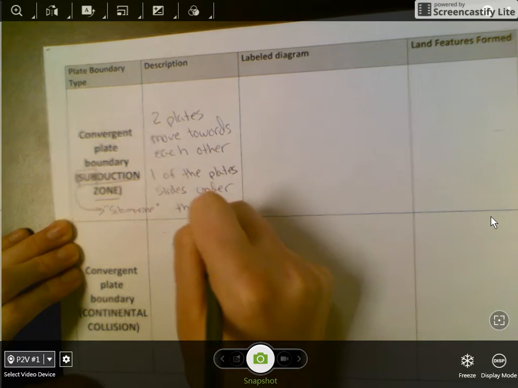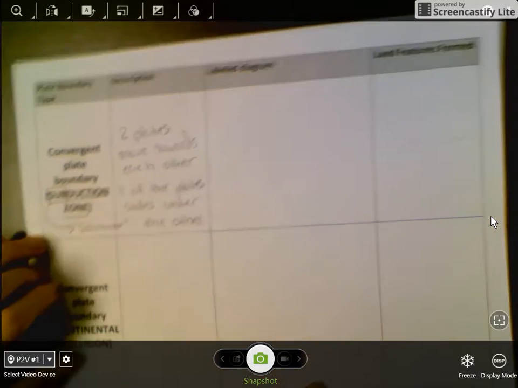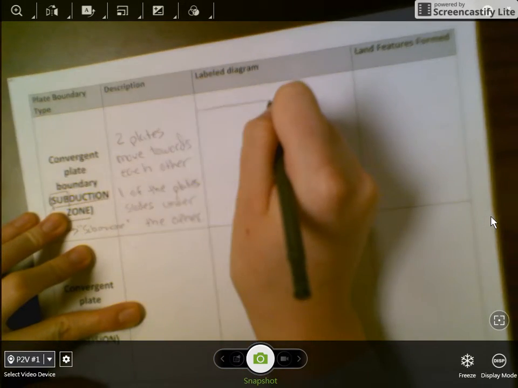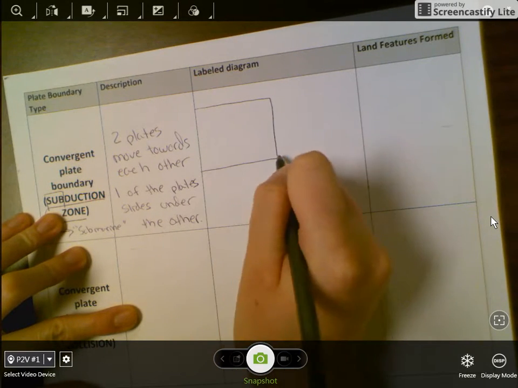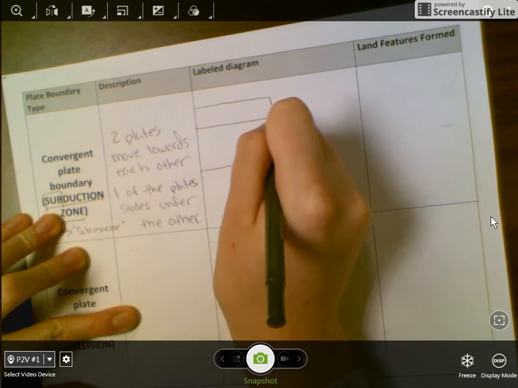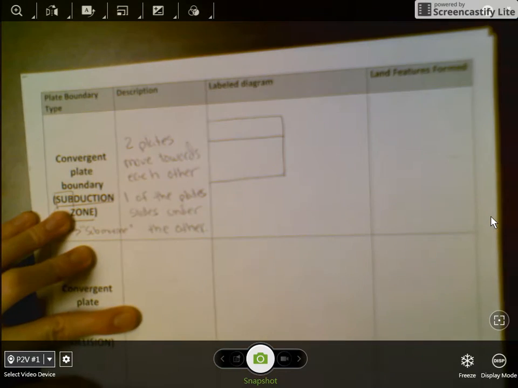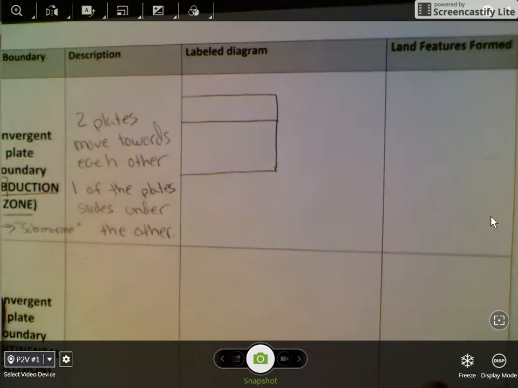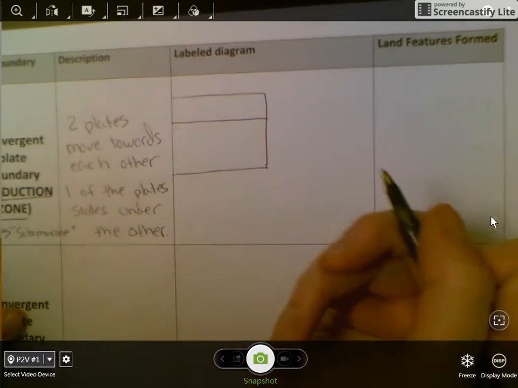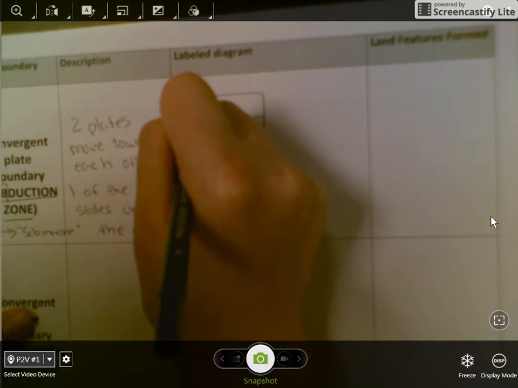Okay, so now we're going to go ahead and draw a labeled diagram. I'm going to start by drawing a fairly large box here. And then I'm going to go ahead and split it like that. The top part is a little bit thinner because that top part is our lithosphere. Let me get a little closer here. That top part is our lithosphere or our crust. It's the same thing, so I'm going to put lithosphere.